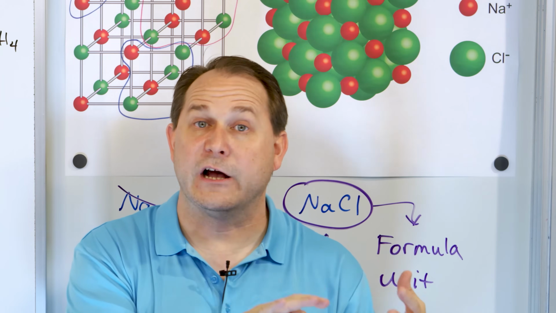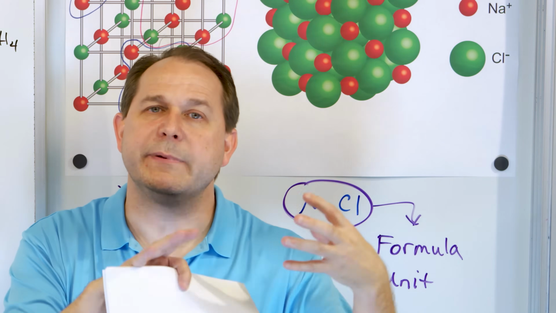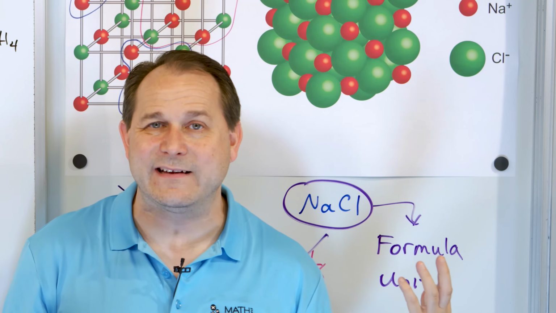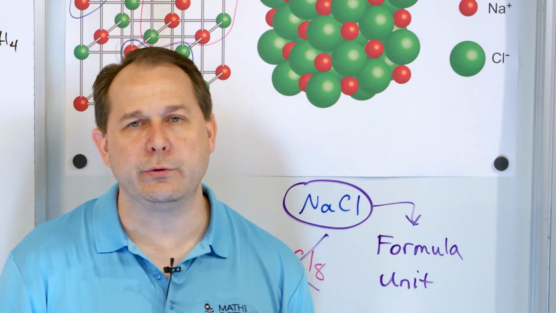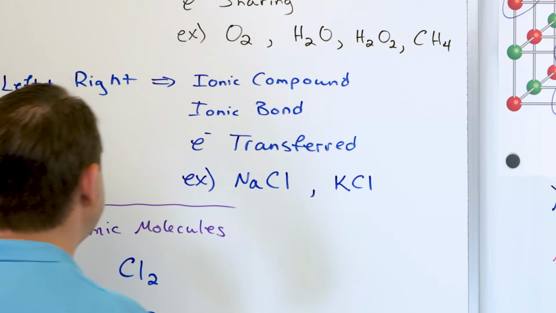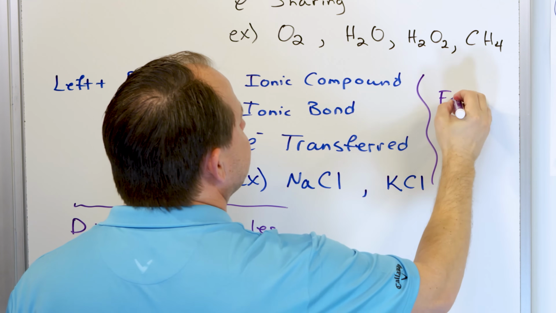Table salt is a solid. When it's not dissolved in water, of course, it's a solid, and it's crystalline because those atoms bond together in a gigantic lattice, the lowest whole number ratio being 1 to 1. We call it a formula unit for ionic compounds. So we call this a formula unit.